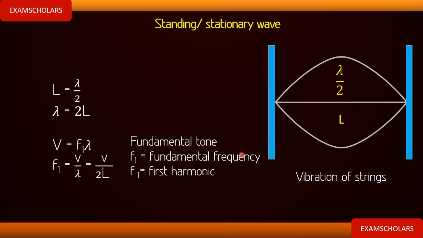And it is also called first harmonic. First harmonic. Now, what is the value? First harmonic is equal to velocity divided by 2L. That is for fundamental frequency, also known as first harmonic.